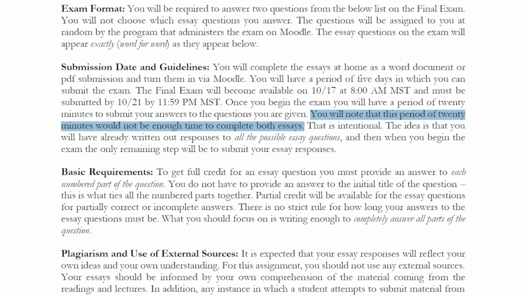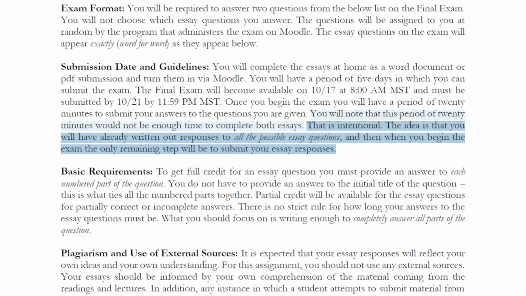And so you might think to yourself, it seems unreasonable for us to be required to write 2 long essays in only 20 minutes. And of course, you would be right about this. It certainly would be unreasonable for me to expect you to complete both essays in that short amount of time. This is why you should not, I repeat, you should not attempt to write your essays in the 20-minute time period that occurs after you open the exam program.